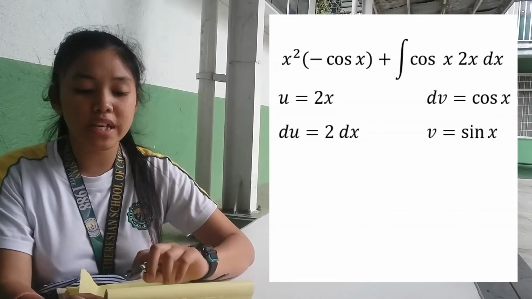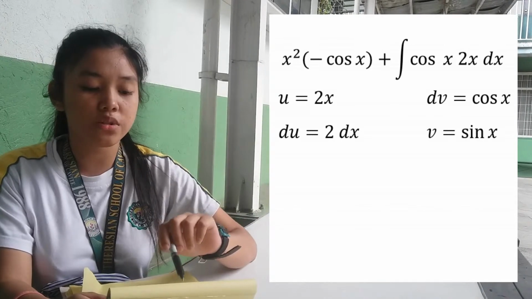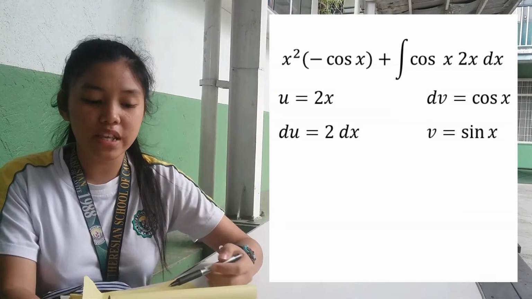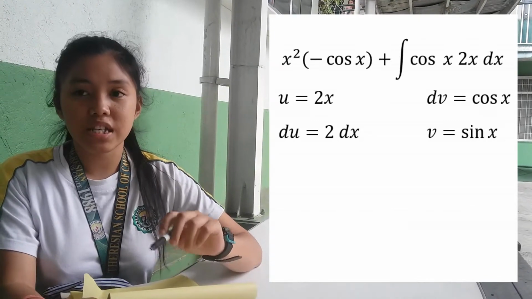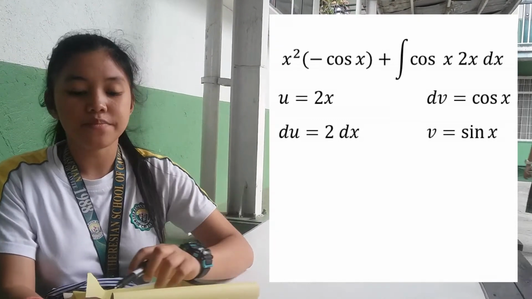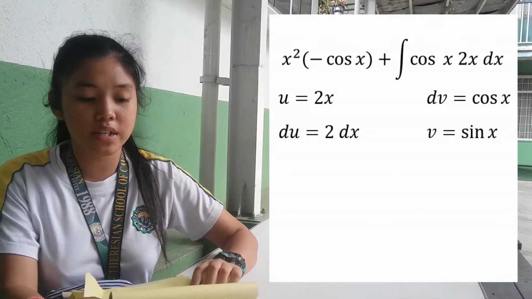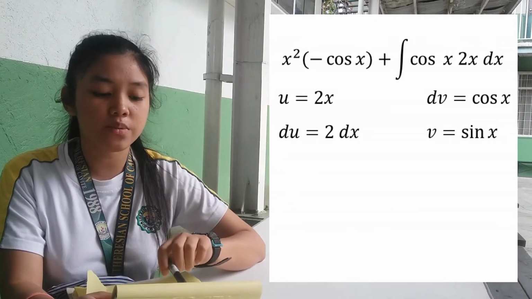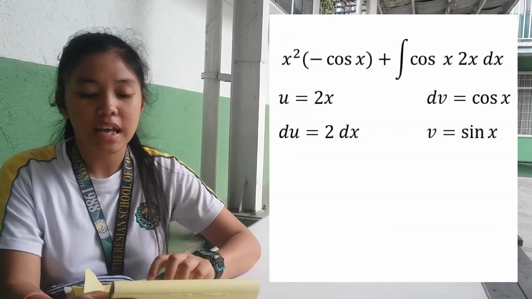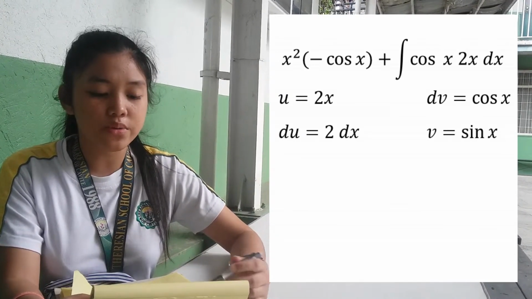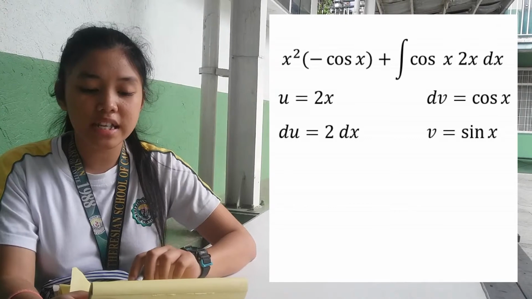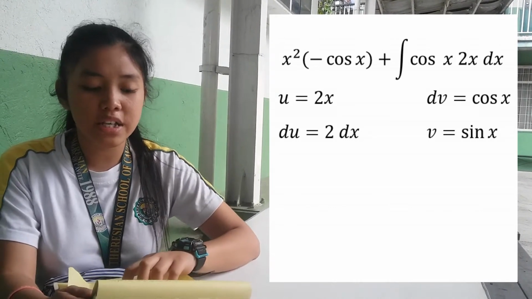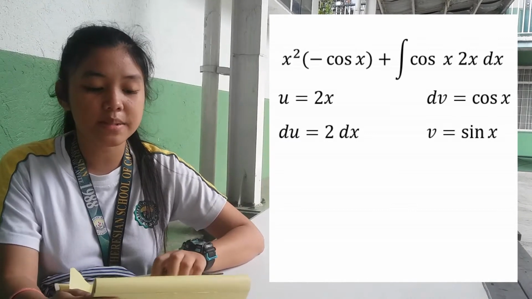So, we need to break it down once again, which will push us to apply udv equals uv minus the integral of v du once again. So, basically, just reviewing the steps that we did before. By the way, this is called double integration, since we applied integration by parts twice. Now, we have 2x as our u, since it's algebraic, and cosine x is our dv. The derivative of 2x is 2, and the integral of cosine x is sine x.